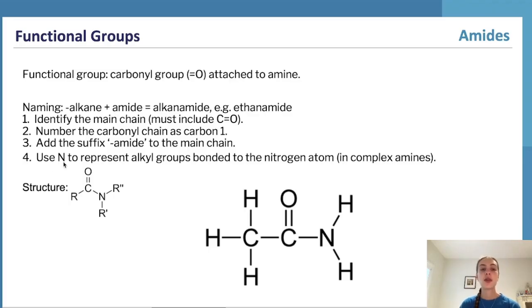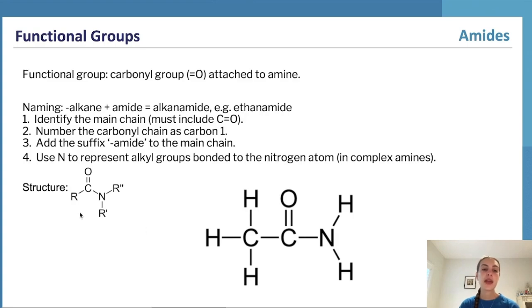Finally, this is the one step which is quite different from the amines, but we have to use N to represent alkyl groups bonded to the nitrogen atom. And so that's in our more complex amides. So for example, this is going to be our main chain here because it's got the carbonyl group, but we can also have alkyl groups bonded off here which won't have the double bonded oxygen in them. So they will just be a general alkyl group. So for example, we could have 1 carbon bonded off here, and so that would be an N-methyl group. So the N representing that the methyl group is coming off the nitrogen atom.